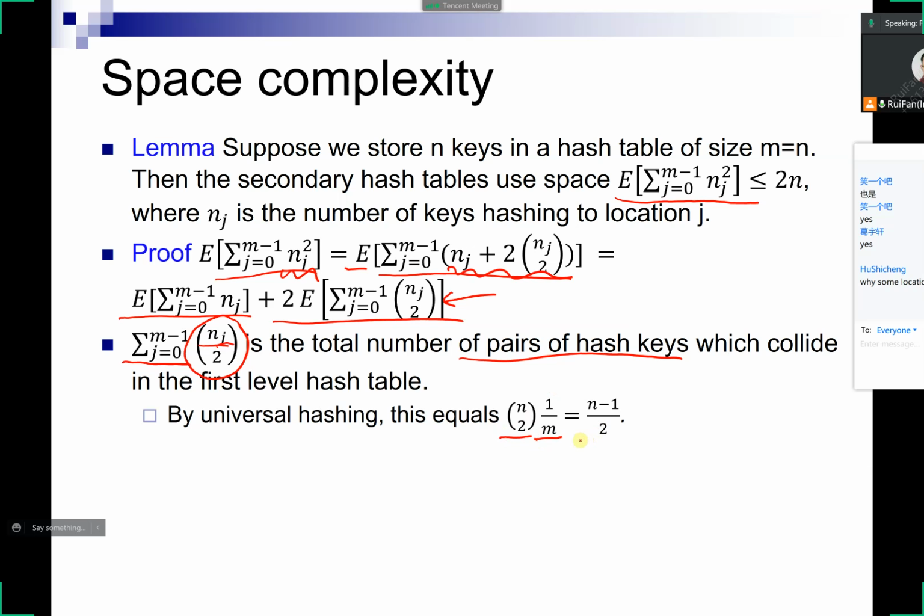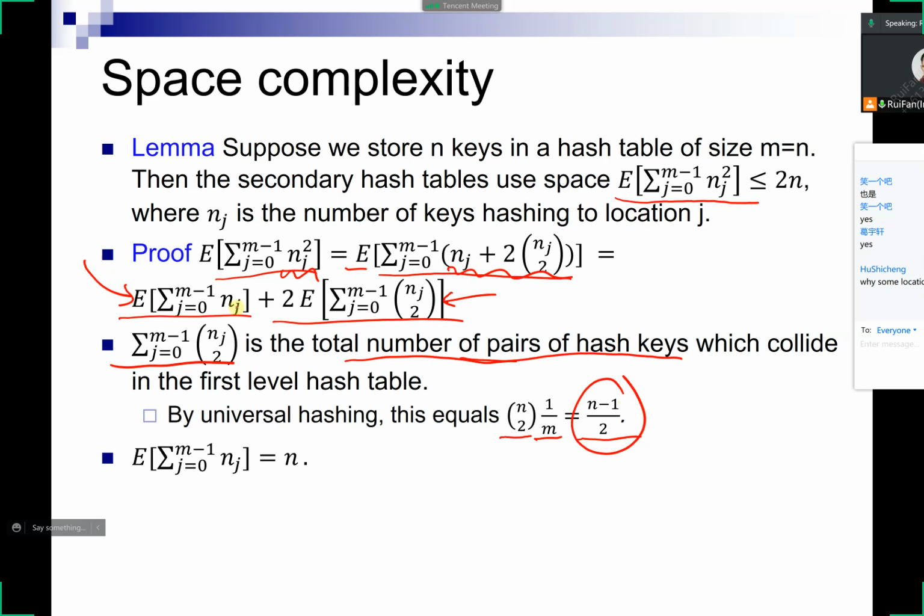And so therefore, the expected number of collisions in the top level hash table is going to be (n minus 1) divided by 2. And so that means that this sum is exactly equal to the total number of pairs of keys which collide in the top level, and so this is going to be equal to (n minus 1) divided by 2. All right, and then next, we're going to do the first part of this sum.